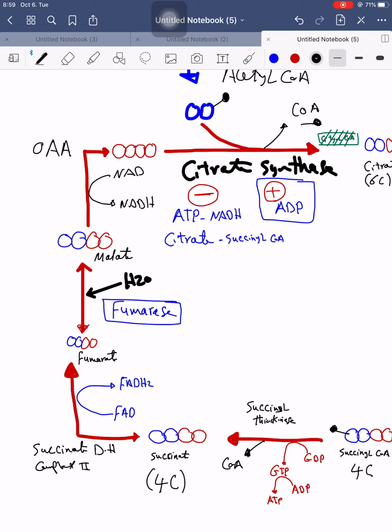That oxidation for malate will result in what? Producing oxaloacetate. So the enzyme, we should remember, is called malate dehydrogenase. This is a very important enzyme. It looks like lactate dehydrogenase. It's called malate dehydrogenase. So malate is converted to oxaloacetate by that enzyme, and we are producing one NADH.